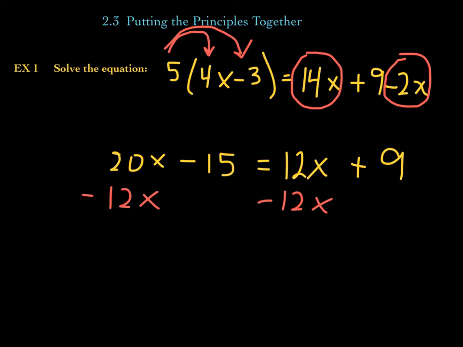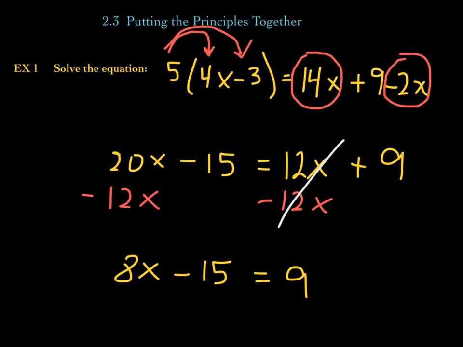So 12x minus 12x is 0. I'll just cross that out, so that all you're left with on the right side is 9. 0 plus 9, or just 9. On the left-hand side, though, you have 20x minus 12x, which we know to be 8x. Bring down the minus 15. Now all of your variables are on the left side. If you're going to isolate the variable, that means you want the variable by itself. In other words, this constant term has to go to the other side.